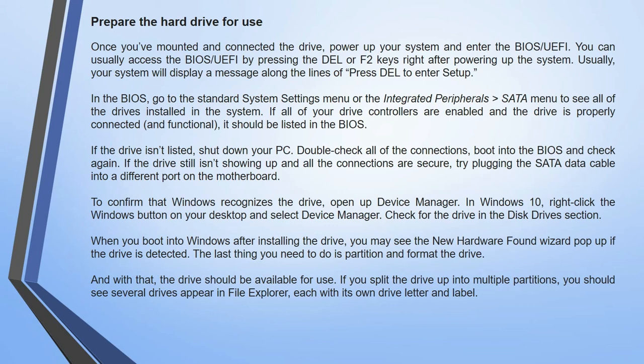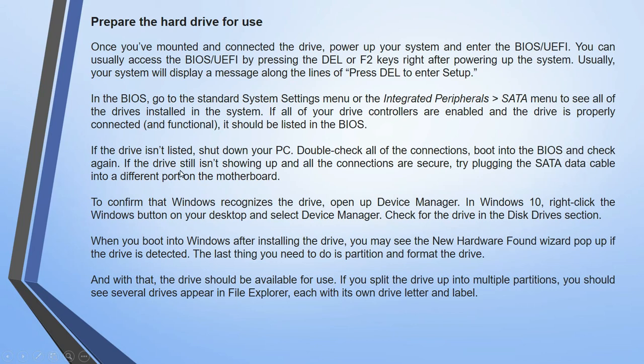After that you have to select the SATA menu to see all of the drives installed in the system. If all of your drive controls are enabled and the drive is properly connected, meaning it is functioning, it should be listed in the BIOS. And if the drive is not listed, that means what? You have to shut down your system, then double check all the connections, whether your connections are okay or not, meaning you have to check physically. Then boot into the BIOS and check again.